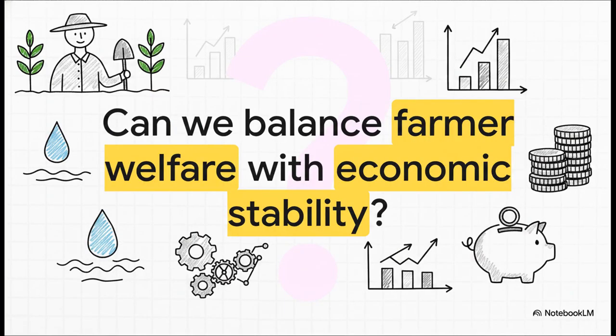So, as you prep for your exams, I want to leave you with this classic essay question to ponder. How on earth do we solve the ultimate agrarian balancing act? How can India protect the very people who feed the nation without bankrupting the exchequer or draining our water tables dry? Understanding the nuances of A2, C2, MSP, and FRP is your first major step toward answering that defining question. Keep analyzing, keep studying, and I'll see you in the next explainer.